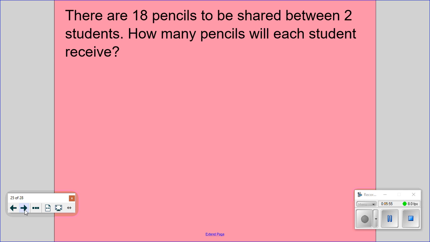Question reads, there are 18 pencils to be shared between 2 students. How many pencils will each student receive? Let's go ahead and pause the video and write an answer sentence.